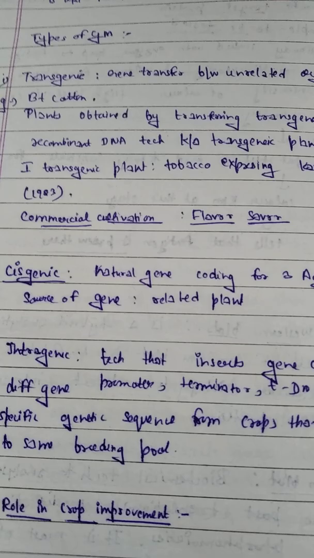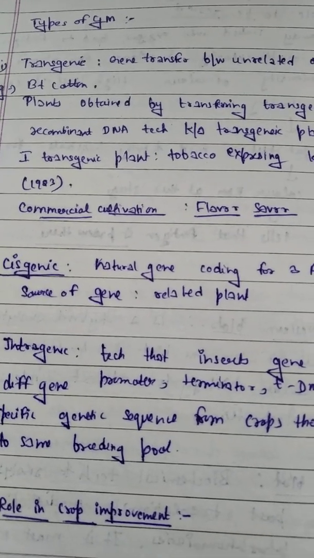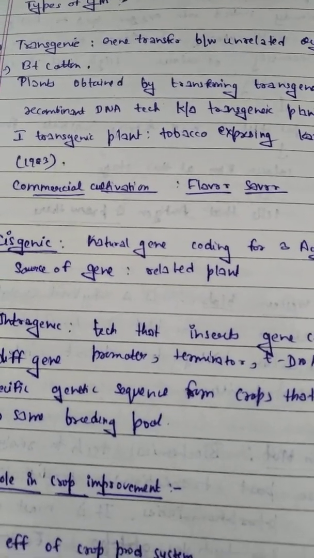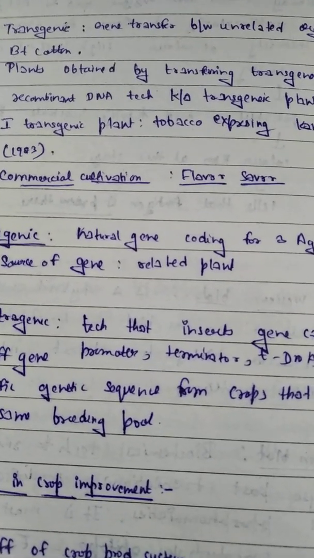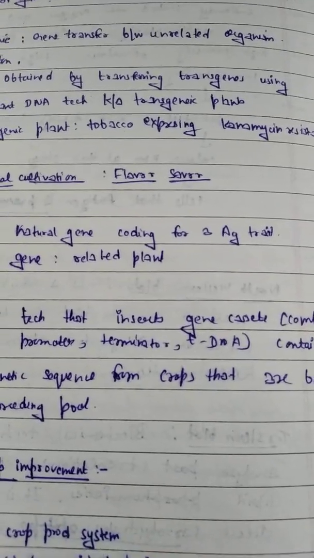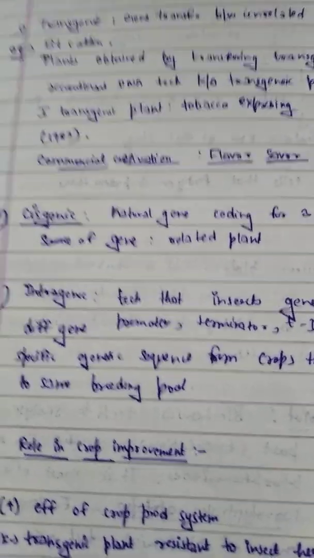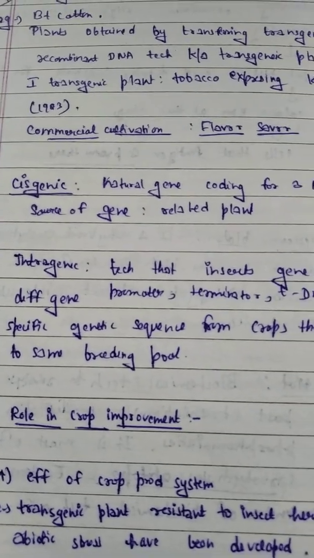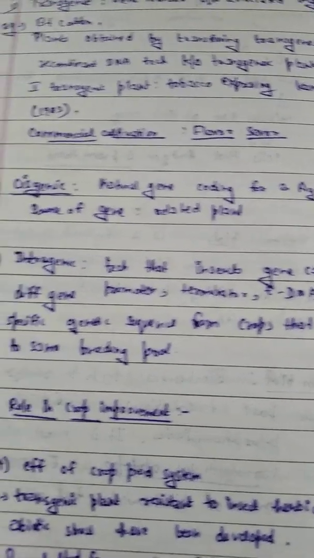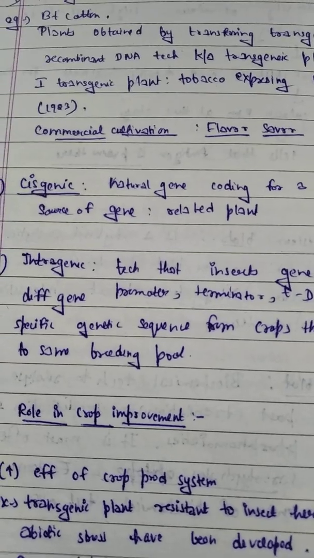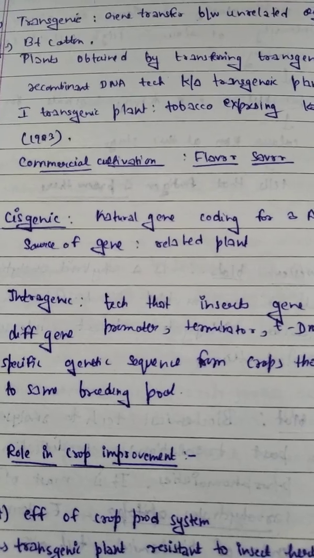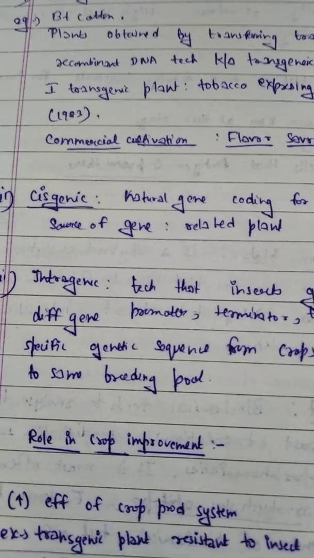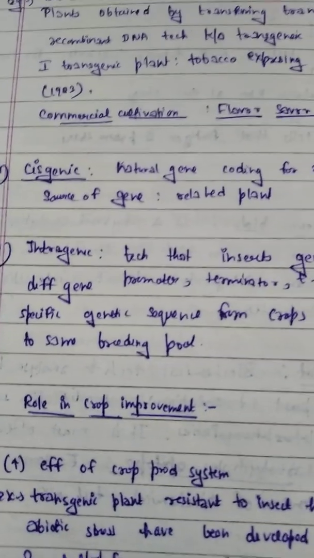Transgenic, as you might know, students, is gene transfer between unrelated organisms. An example you all might know is BT cotton. The first transgenic plant was tobacco. Please remember that the first transgenic plant was not cotton, it was tobacco, and it expressed a kanamycin resistance gene. And students, what is cisgenic? Cisgenic means a natural gene coding for an agricultural trait, where the source of the gene is a related plant. So remember, in transgenic the source of the gene is an unrelated organism, but in cisgenic the source of the gene is a related plant.